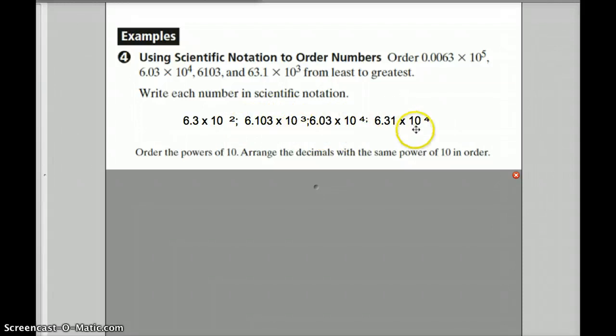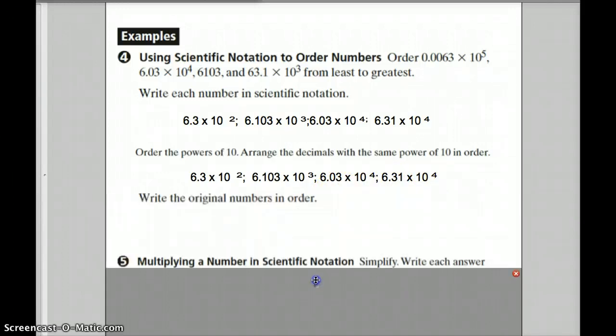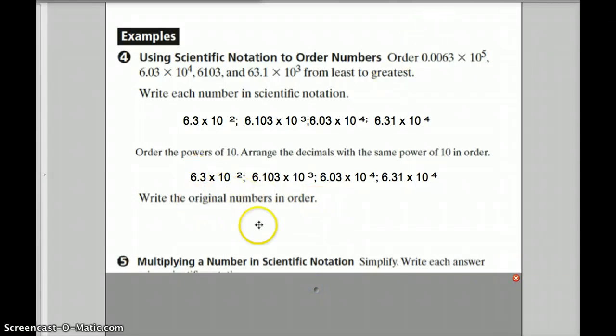And now we have these 2 numbers here that have the same power. So which one is bigger than the other? Well, then you have to look at the numbers here. 6.03 is smaller than 6.31. So we have to make sure that we put the 6.03 in order before the 6.31 times 10 to the 4th. And then your final step would be to convert those back into their original numbers so that you could write them in order.